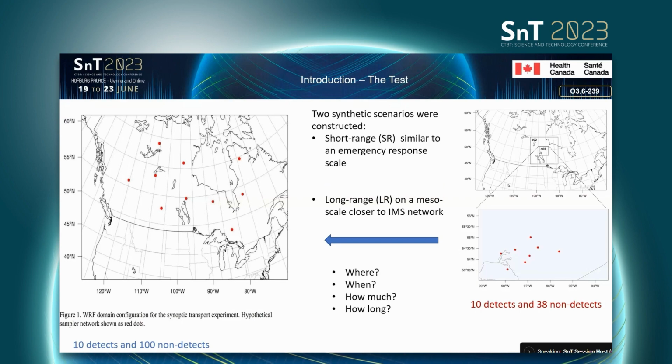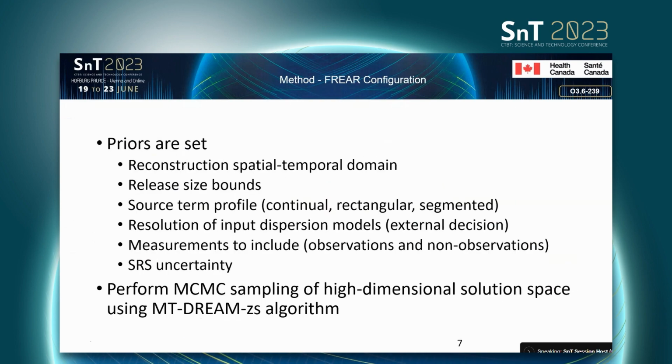So to start off, we looked at the long-range trial because that was closest to the CTBT. So FREER, it's a Bayesian inference tool. We set our priors in there, which is our hypothesis as to where things are and how big they were. So we put in the spatiotemporal domain that we want to look at. We put in size bounds on the release. We pick a source term profile if we want.